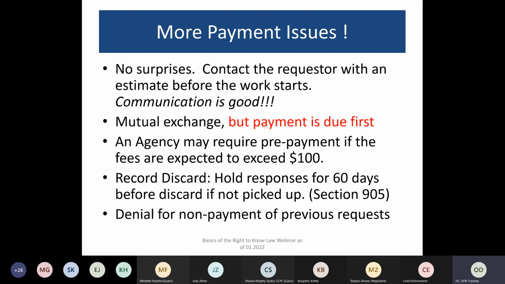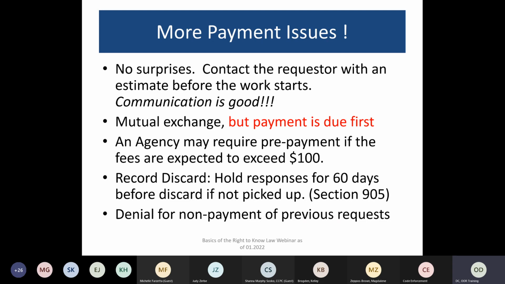More payment issues? Well, kind of like I've been saying, no surprises. You get a right to know request, you do a quick estimate. We think it's going to cost about $30. Contact the requester before you actually start doing all the copying work on it, because they may be surprised. You'd be amazed at the number of people, both with agencies and the public, who think the right to know law is free. It's not. There are costs associated with it. So let people know what they can expect.